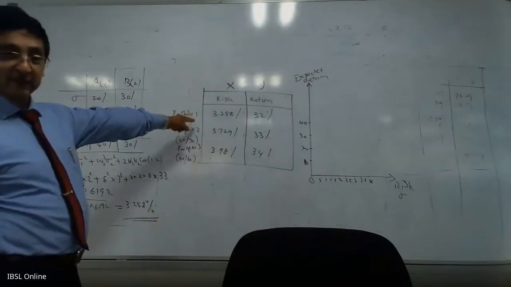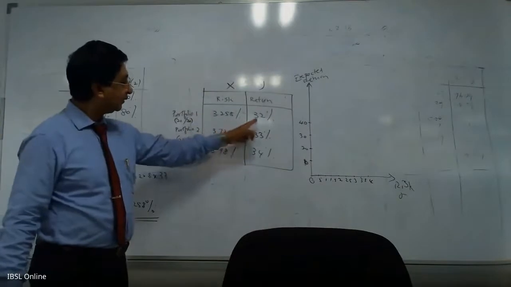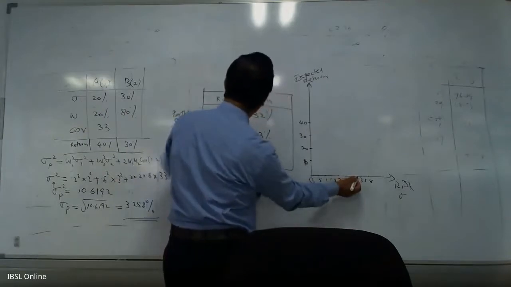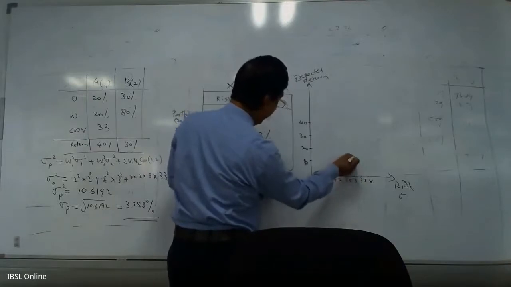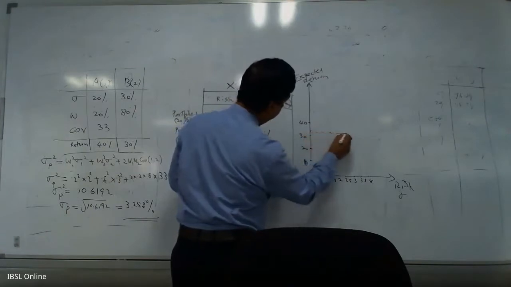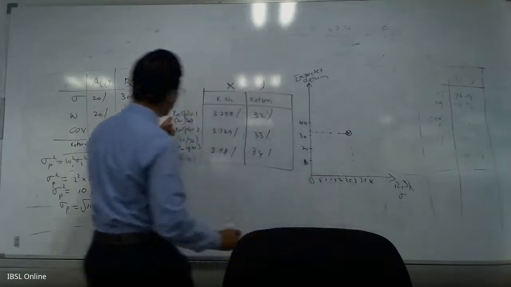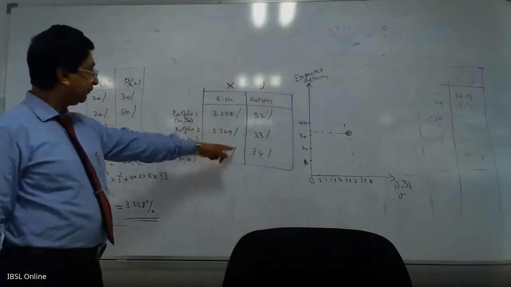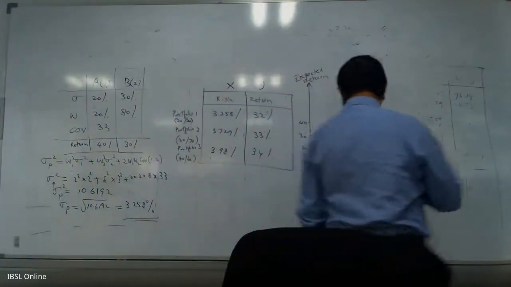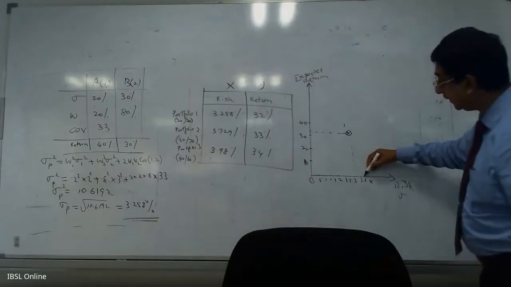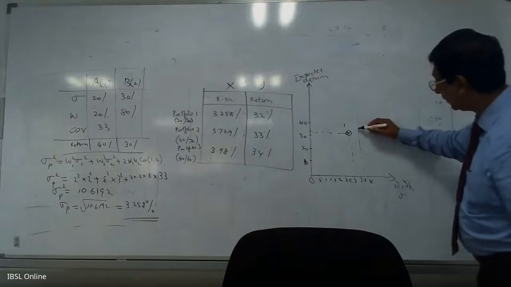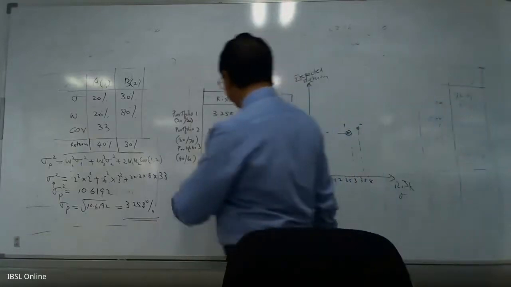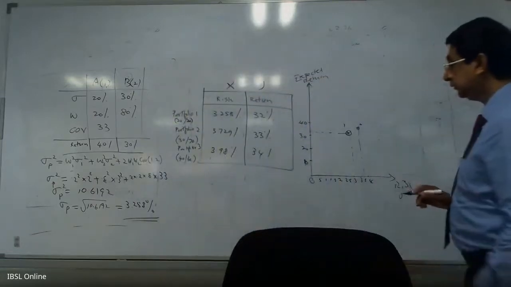Now, how are we going to plot these? Here, 3.258, 32. So it is somewhere here, 3.258, and the corresponding return is 32. So it's like this. This is portfolio 1. Then you take another one, 3.729, 33. 3.7 comes somewhere here, and this 33 is somewhere here. That is portfolio 2. Then portfolio 3, 3.98 is almost 4, and the value is 34.